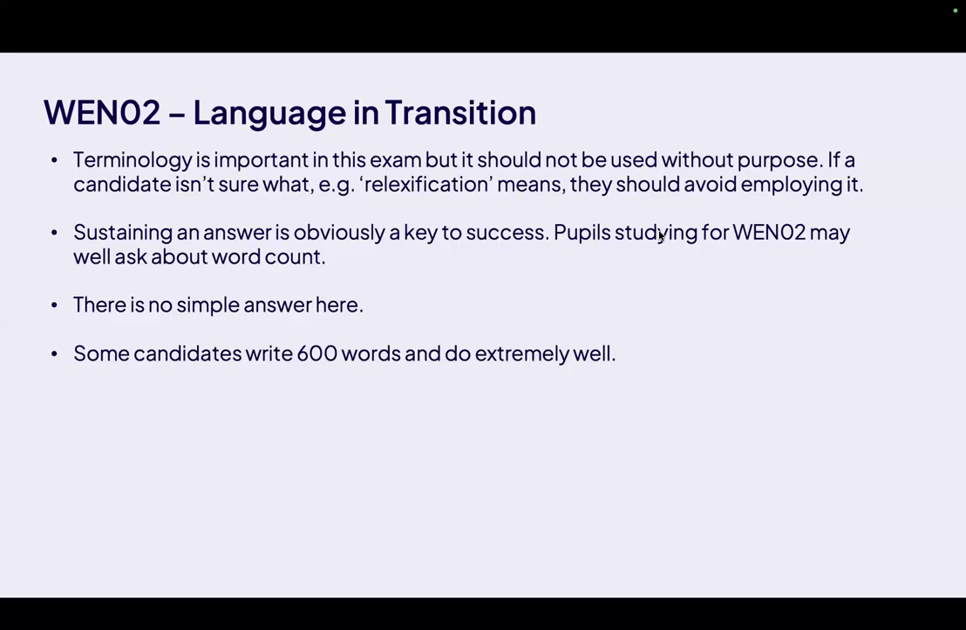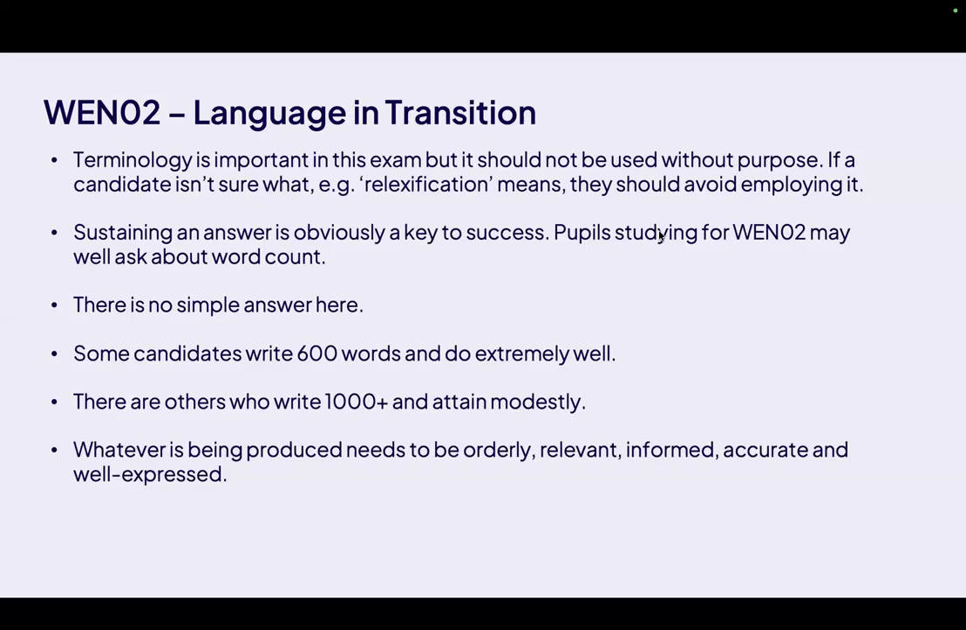Some candidates can write 600 words and they do really, really well because it's concise and it's saying everything they want to do in a concise way, and it's very accurate. Others might go over the 1,000, and that's fine. Some still do extremely well. Some over 1,000 might just get a modest result. So does more help? It's quality, not quantity, as I'm sure you understand. But whatever is produced needs to be orderly, relevant, informed, accurate, and well expressed. Please ensure that your students are aware of that.